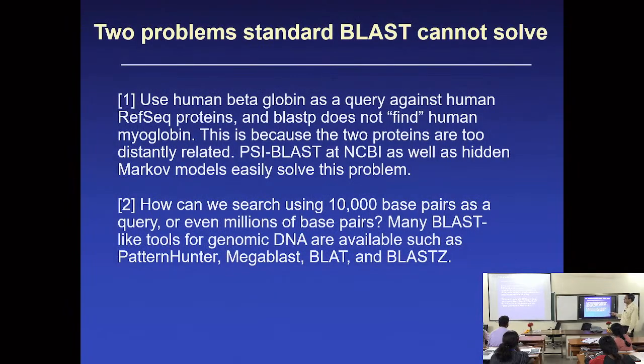Okay, so limitation of BLAST. One limitation we just learned. The other could be longer sequences like genomes. Yeah, it would be really hard to compare genomes using BLAST. Variants of BLAST have been developed that can align longer sequences. For example, BLAST Z, BLAT, MEGABLAST, Pattern Hunter, and so on.